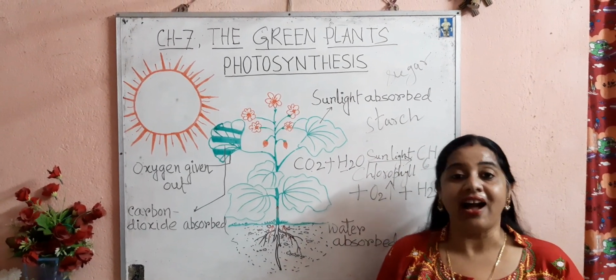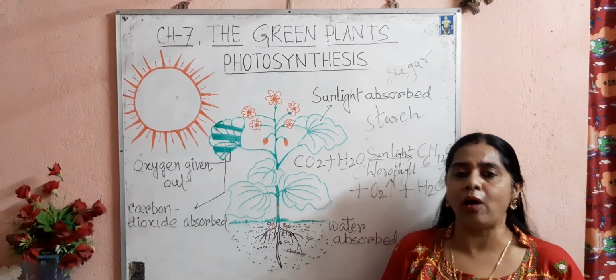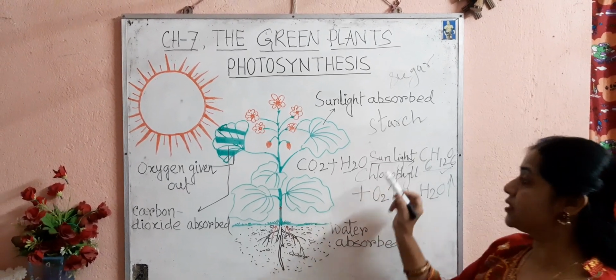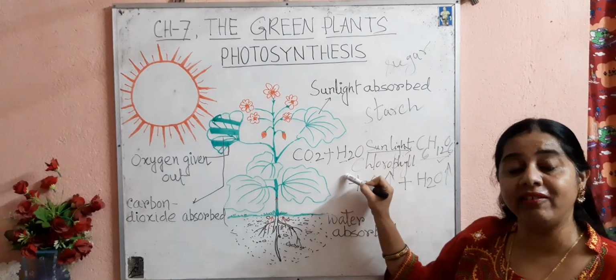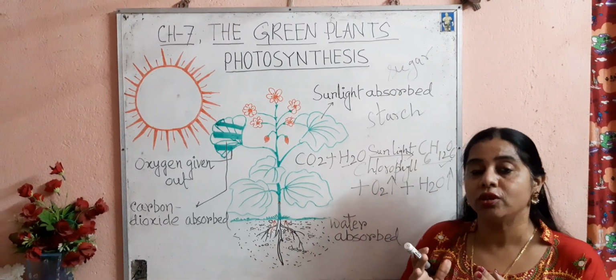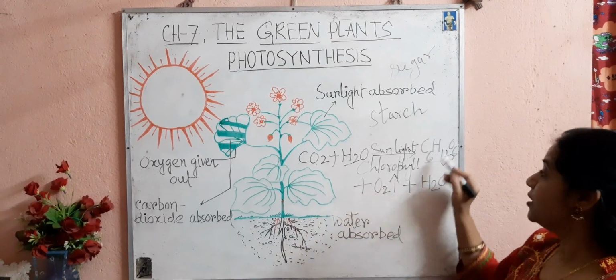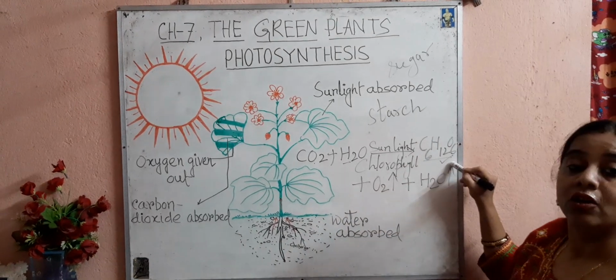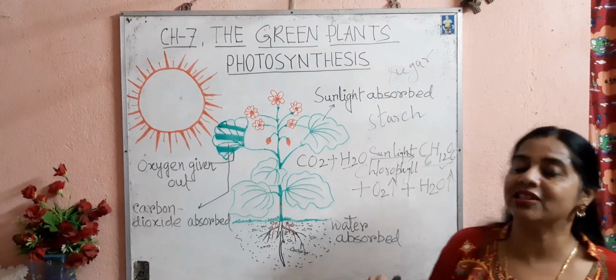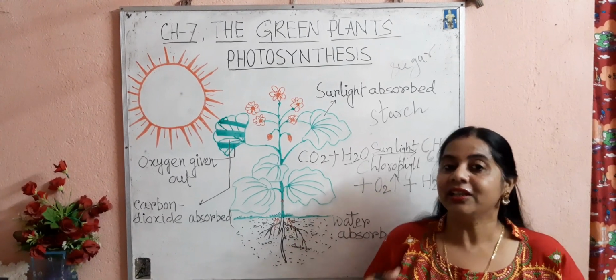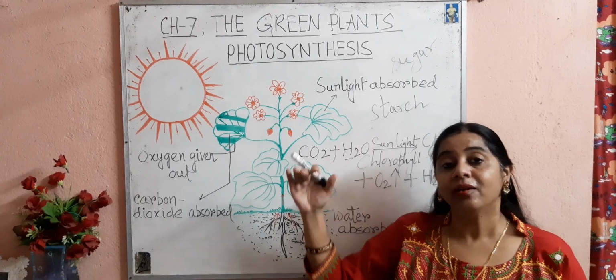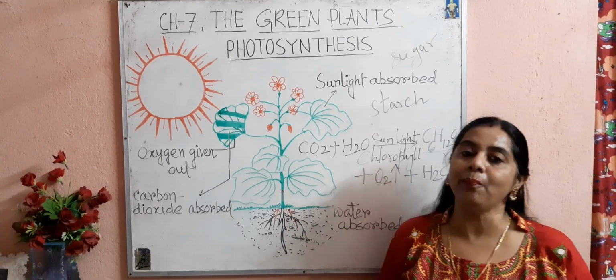Students, in higher classes you will learn more about photosynthesis: how these chemicals, these molecules, these raw materials are combined and used by the green leaves to synthesize or prepare this carbohydrate food. In higher classes you will learn more about it. Through some reactions, it is done by the green leaves of the plants.